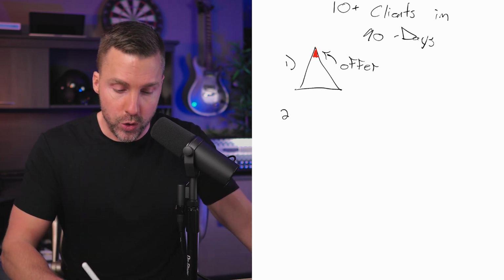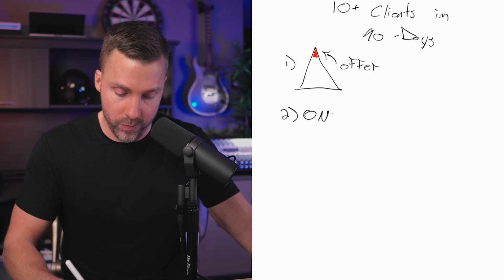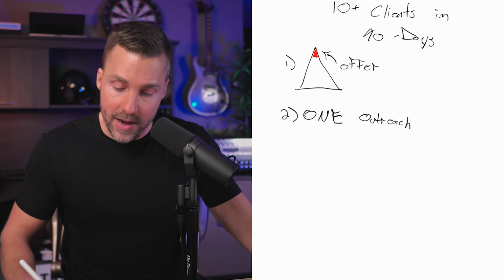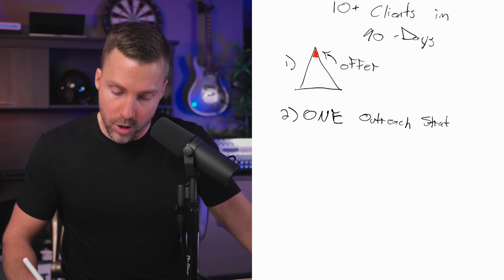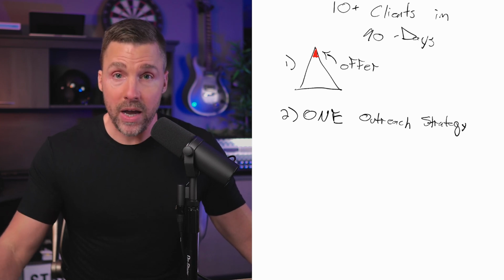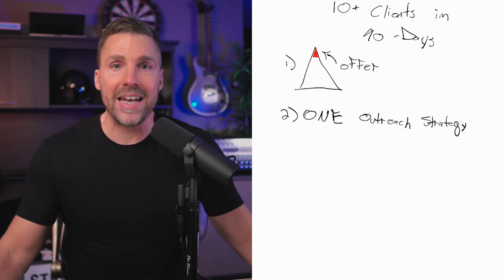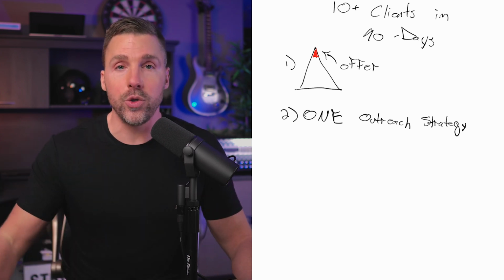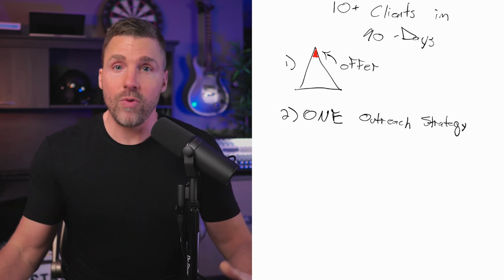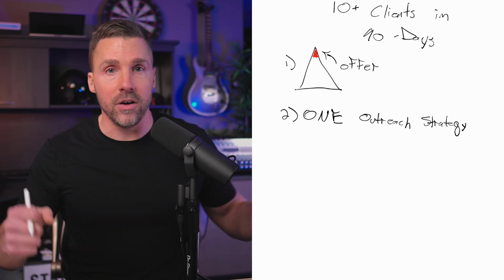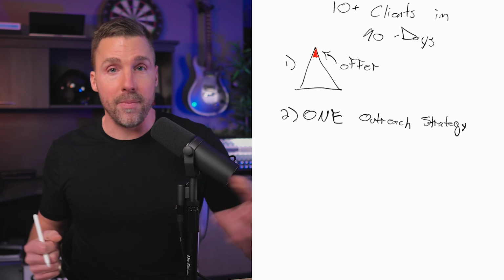Next, we want to choose 1 outreach strategy. This can be calls, emails, DMs, whatever it is. Pick one and stick to it for the next 90 days. The reason is because you're going to get constant feedback and you're going to improve rapidly, rather than if you do calls one day, emails the next, DMs here, DMs on LinkedIn, then maybe Instagram, then Facebook.